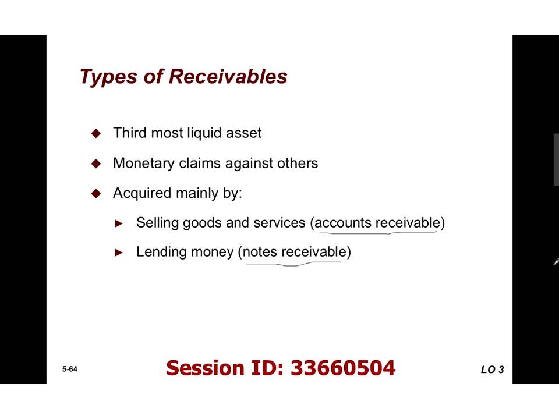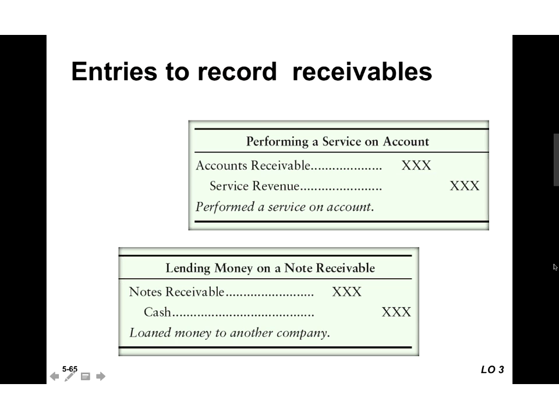The initial entries to record these we've seen before. First of all, if we perform service on account, we're going to debit accounts receivable and credit service revenue. If we loan money on a note receivable, we're going to debit notes receivable and credit cash. Those are just the entries that set us up when we establish the note receivable or the account receivable.